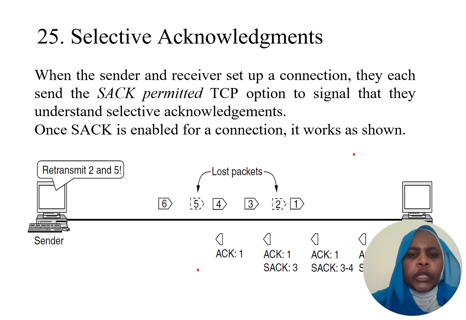For selective acknowledgement to be used, it has to be agreed upon from the beginning of the connection. The sender will send selective acknowledgement permitted to the receiver, and the receiver will understand that it can send selective acknowledgements. Selective acknowledgements are sent when packets are lost, indicating which packets were lost by sending the acknowledgement for the next packets received.